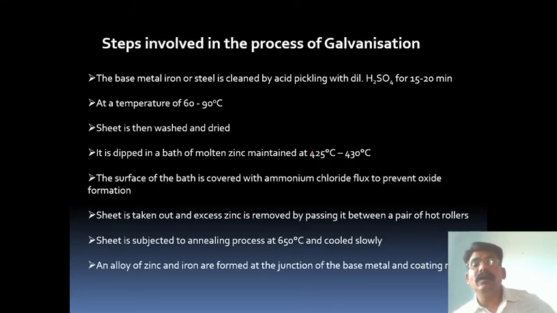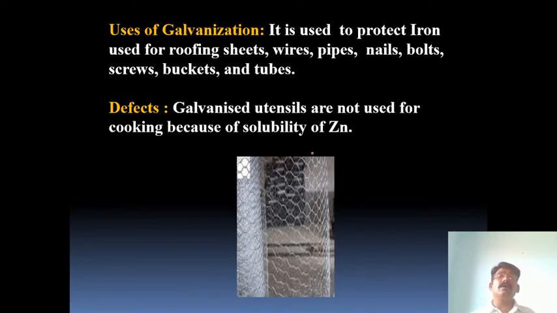As for uses, galvanization protects iron used for roofing sheets. Roofing sheets are used nowadays by poor people or in cinema halls, and in the olden days many roof sheets were used. Also wires, telephone wires, pipes, nails and bolts, screws, buckets and tubs. All of these we can make with this.